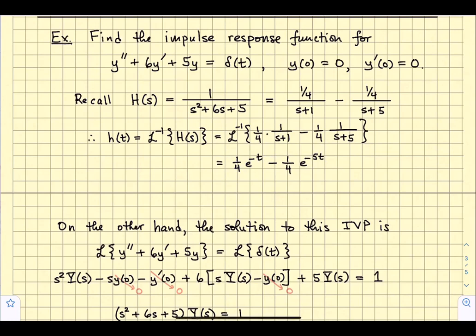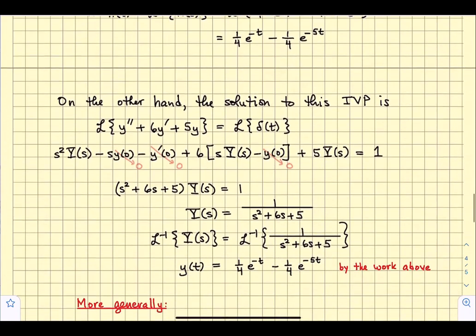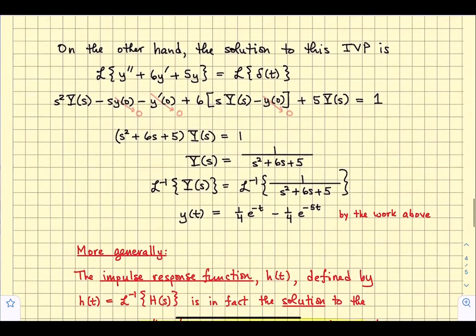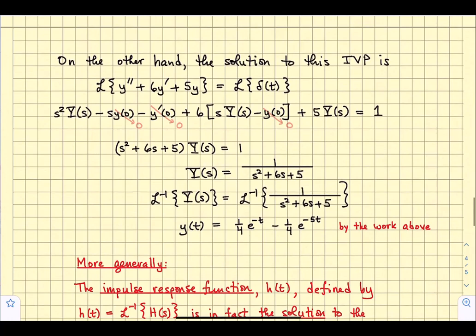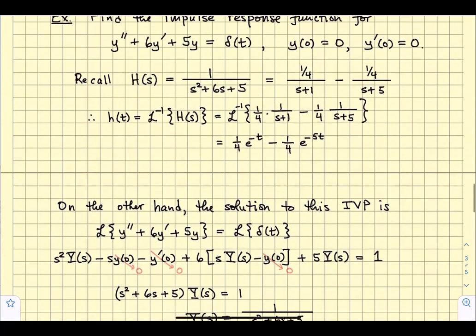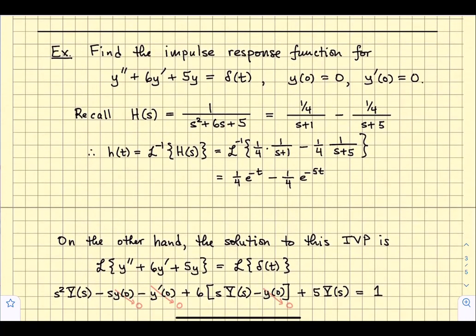Okay, so that's fine. Notice we've just found an impulse response function for a system that has a delta in it. But notice that here, what the forcing function is has no bearing on finding the transfer function or the impulse response function. So where am I going with this? On the other hand, I want you to look at, suppose we were to just solve this differential equation with initial conditions, this initial value problem, not ask for the impulse response function. Okay, play along with me.